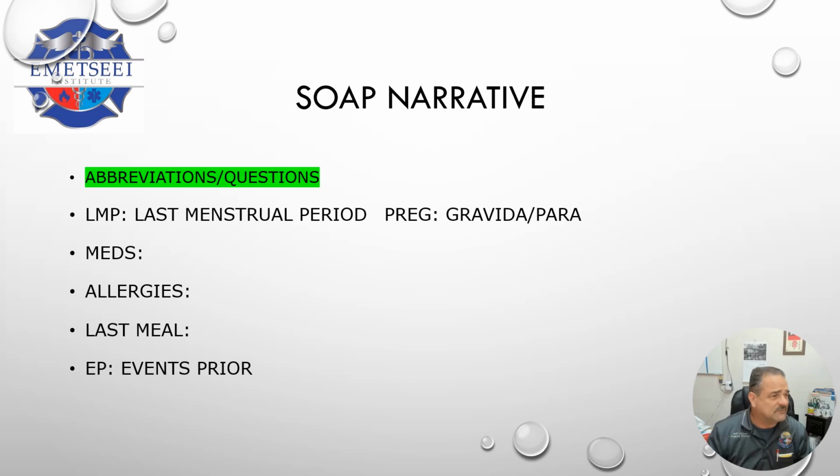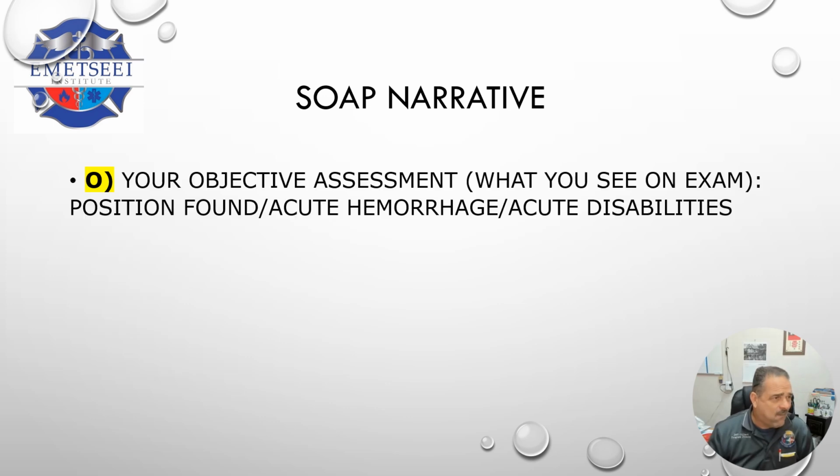Other abbreviations to continue on: obviously LMP is your last menstrual period. Don't forget pregnancy in females, gravida and para. Remember, gravida is how many pregnancies they've had, and para is how many live births they've had. Meds, obviously allergies, last meal, and events leading prior to. All right, moving on. Oh, the objective.